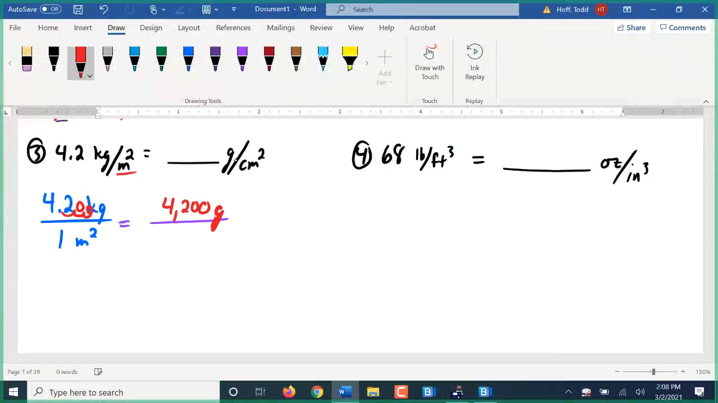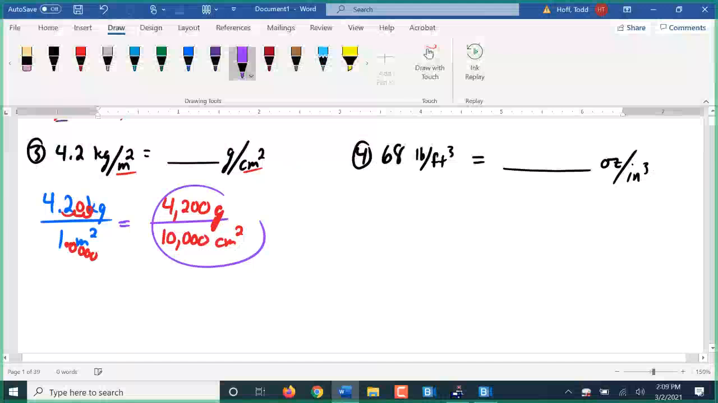Now we have to go from square meters to square centimeters. On our chart, from meters to centimeters is 2 spots on the chart, but since it's squared, every spot on the chart is 2 decimal places. So 2 spots on the chart is 4 decimal places. So we start here. There's no decimal there, so we assume it's at the end of the number, and we move it 4 spots to the right. So I have to fill in zeros. 1, 2, 3, 4. That is 10,000 centimeters squared. We divide that out. 4,200 divided by 10,000 is 0.42 grams per centimeter squared.